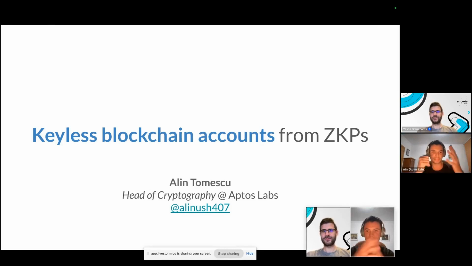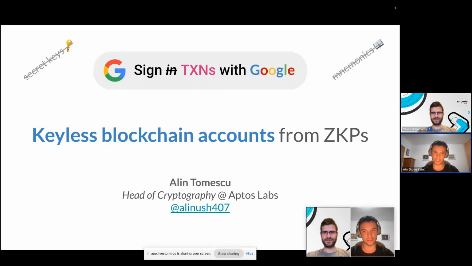And this feature is called keyless blockchain accounts. It's a way to get a blockchain account to be secured not by a traditional secret key or a mnemonic, but by a traditional Web2 account, like your Google account, Apple, or Facebook, or any OpenID Connect (OIDC) account. So we're kind of taking sign in with Google and turning it into signing transactions with Google. And that's what this talk will be about.